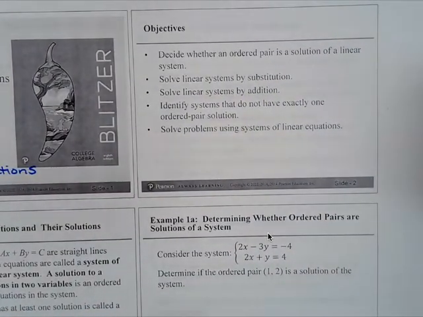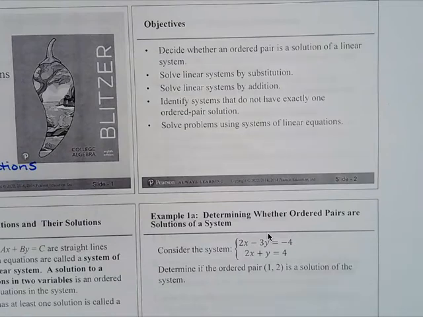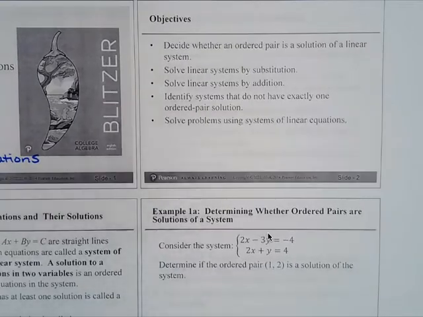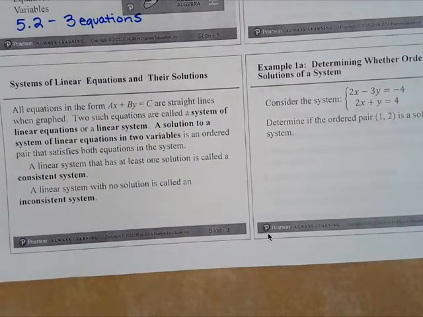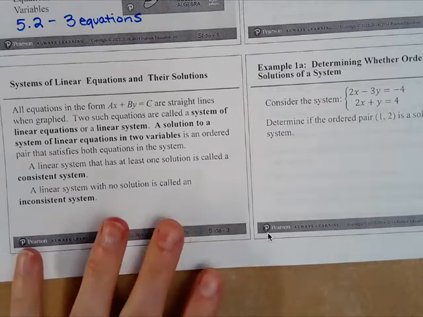So we are going to decide whether an ordered pair is a solution. We are going to use substitution and use addition, and then identify systems that do not have exactly one ordered pair solution, and then solve problems using systems. So whenever we have a system of equations, we're going to start out with 2 variable, 2 equation, and then 5.2 is 3 variable, 3 equation.